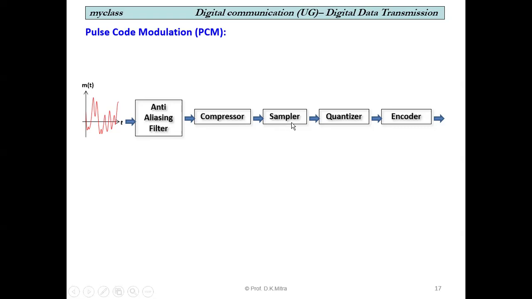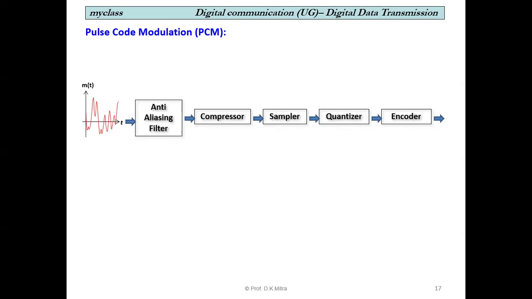Then there is a sampler which takes samples. Then there is a quantizer which quantizes the samples to a certain number of steps, and then the quantized samples are encoded to digital by a digital encoder, maybe an A to D conversion. That was pulse code modulation.